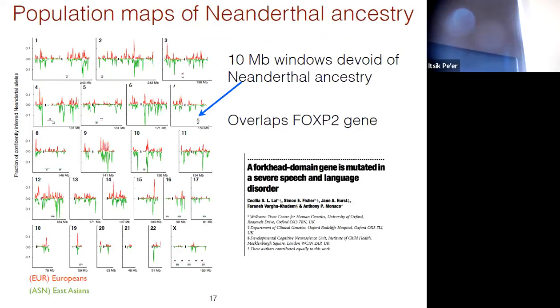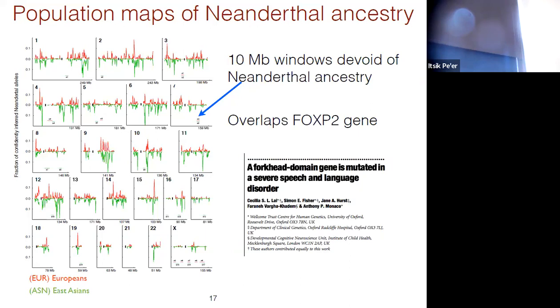Now we turn our attention to the deserts, the regions of the genome which are essentially depleted in Neanderthal. Some of these regions are actually quite big. There are these multi-megabase windows which are devoid of Neanderthal. It's hard to figure out why and what's the mechanism that's driving these deserts of Neanderthal ancestry.